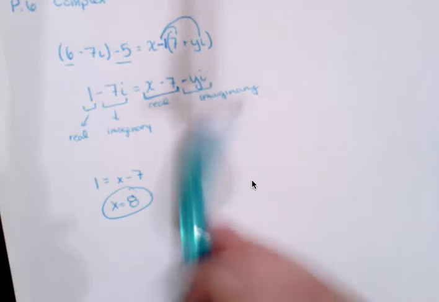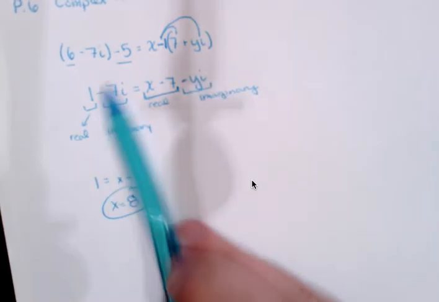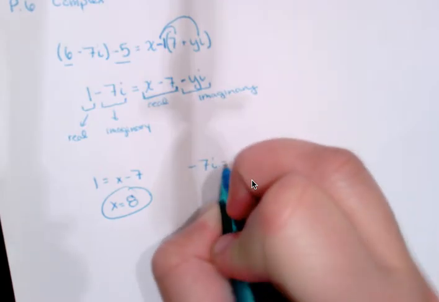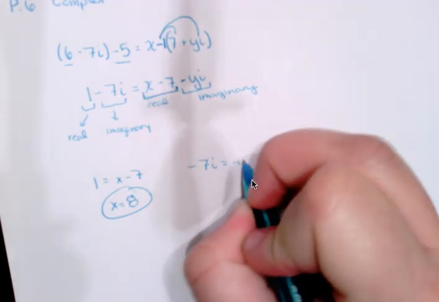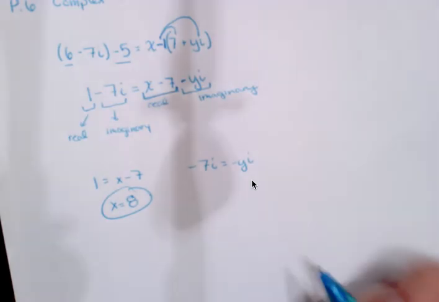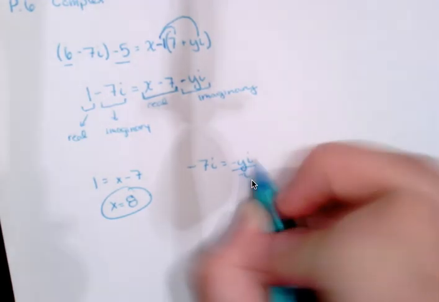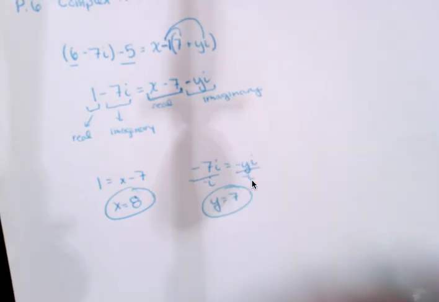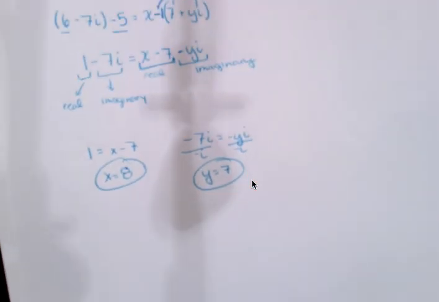Well, y is a part of our imaginary component. And over here, our imaginary component's negative 7i. So we know negative 7i has to be equal to negative yi. So then, to solve for y, we divide by negative i. We get y is equal to 7. That's all you have to do. So x would be 8 and y would be 7.